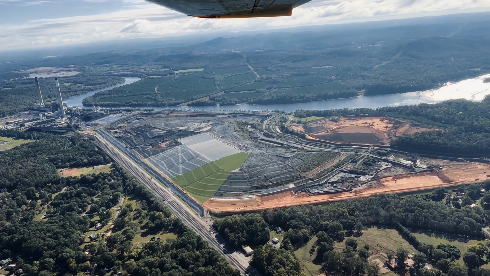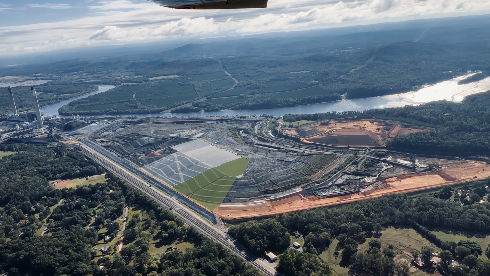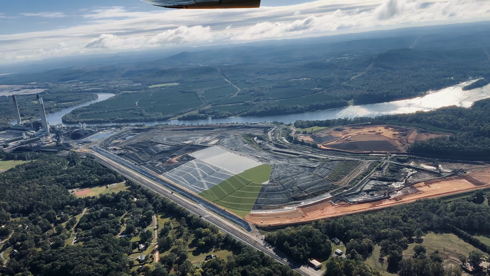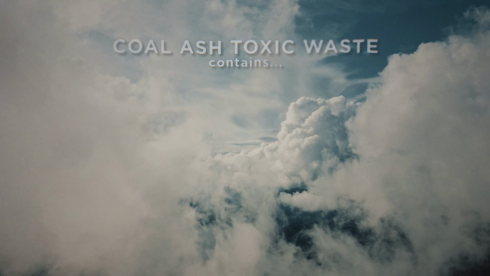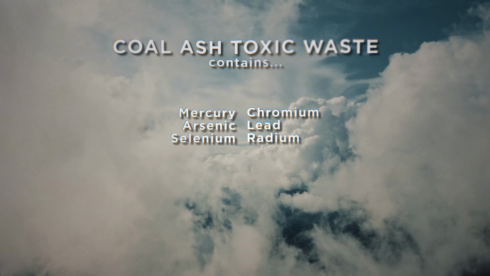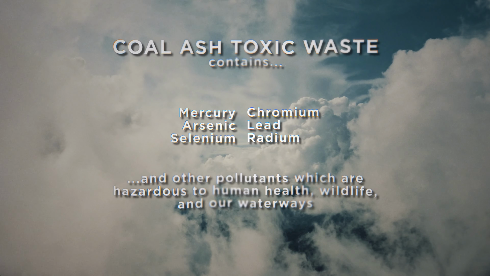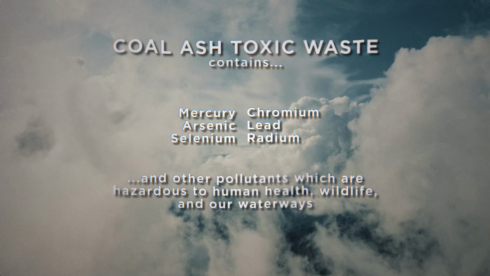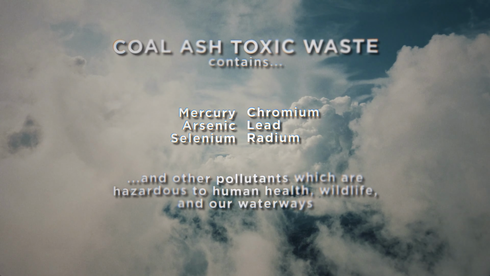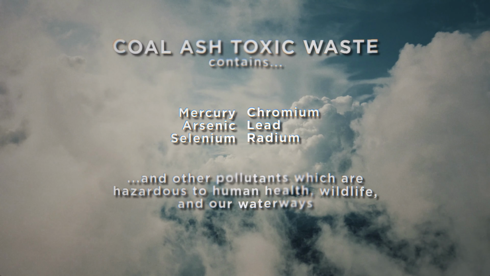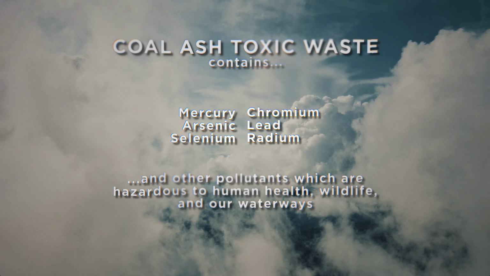Coal ash is the toxic waste that remains after coal is burned. It contains high concentrations of heavy metals, including mercury, arsenic, selenium, chromium, lead, radium, and other pollutants which are hazardous to human health, wildlife, and our waterways. In humans, these contaminants can cause developmental defects, cancer, and a large range of other illnesses.